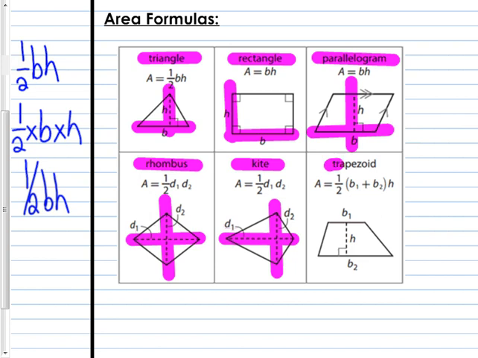And then lastly, trapezoid is slightly different. Trapezoid, you add the two bases together and multiply it by the height, and then multiply it by 1/2, or say cut it in half. So base 1 plus base 2 times the height cut in half. And again, notice the height is perpendicular to the base. So really you only have four formulas here that you have to know. Triangle, rectangle, and parallelogram, which are the same. Rhombus and kite, which are the same. And then trapezoid.